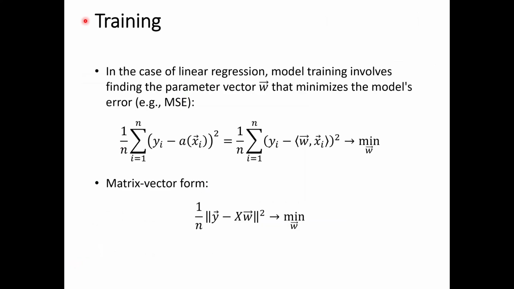It's time to speak about training. In the case of linear regression, model training involves finding the parameter vector w that minimizes the model's error, or in other words, loss function. This can be MSE, for example. The optimization problem is formulated as follows. We need to find a parameter vector w that minimizes the MSE error. Or in matrix vector form, it can be written so.